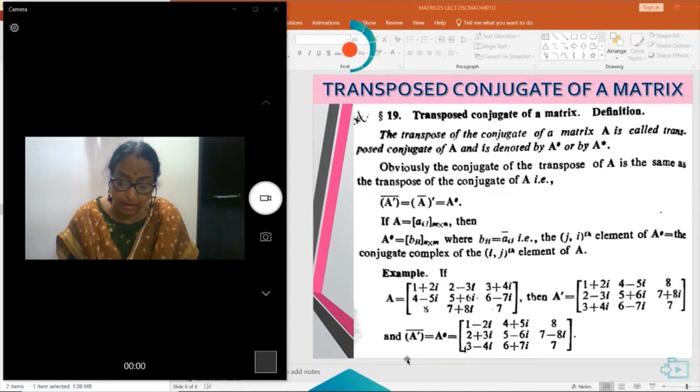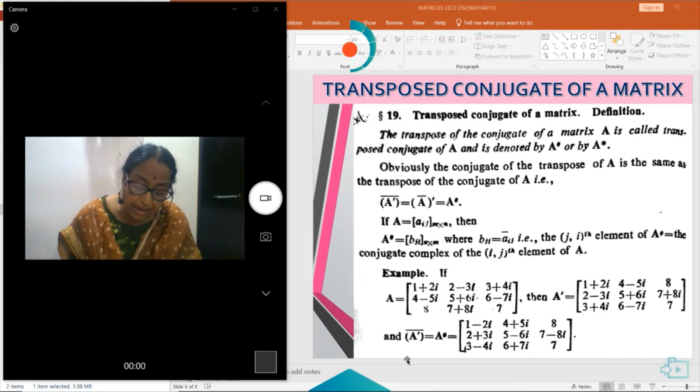If A is equal to Aij, M cross N, then A theta is equal to Bji, where Bji is equal to Aij bar. That is, the jith element of A theta is equal to the complex conjugate of the ijth element of A.